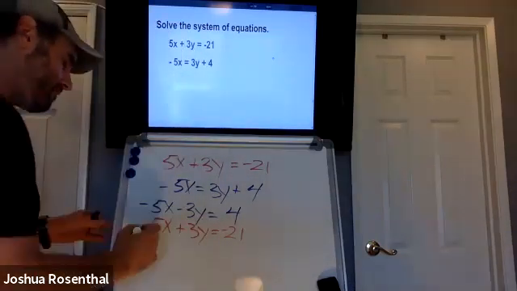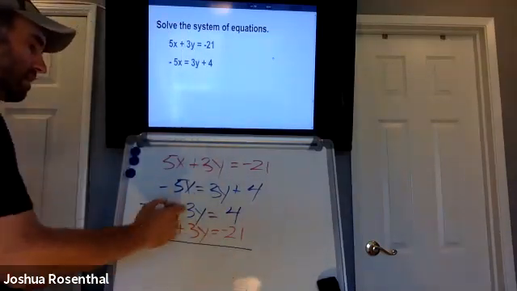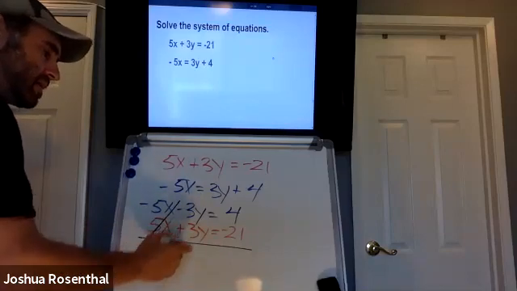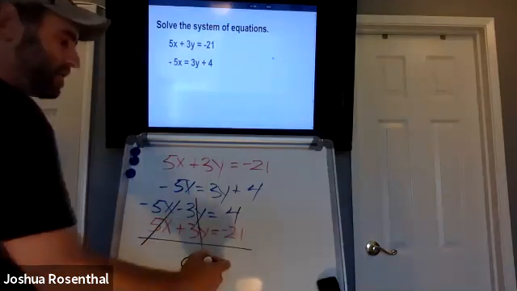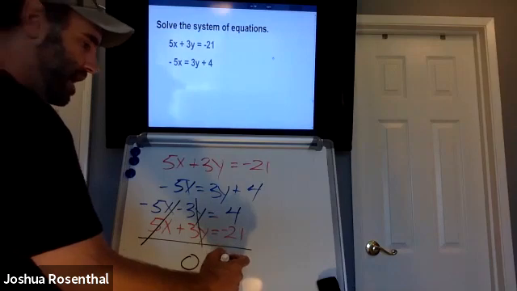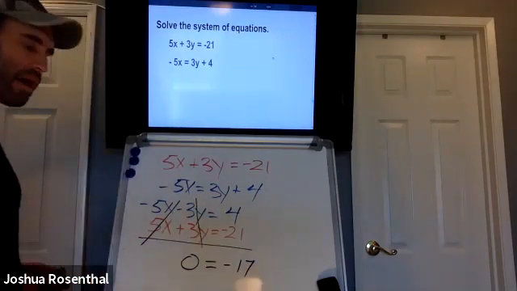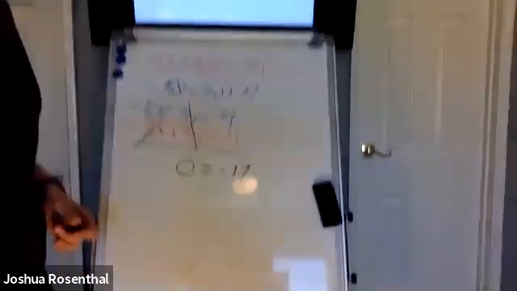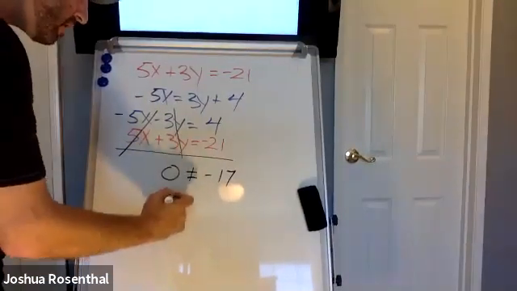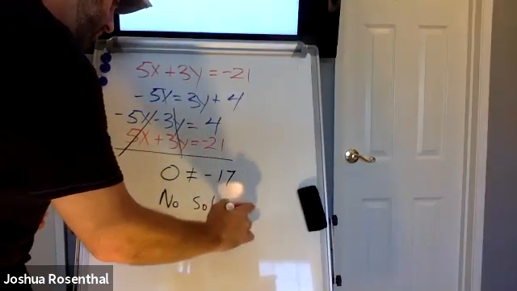And let me add them. Left to left, right to right. This cancels out. This cancels out. You have nothing left over here. This one, when you add them, you get negative 17. And it's not true, right? Therefore, there are no solutions.